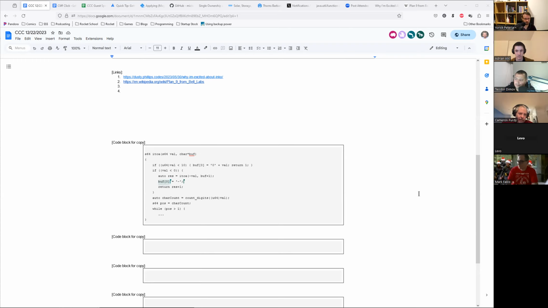But the other problem, the code that you wrote here won't work because -9 will appear as not -9. Oh, why? Well, because buff 0 equals 0 plus val. No, but that's already been incremented.